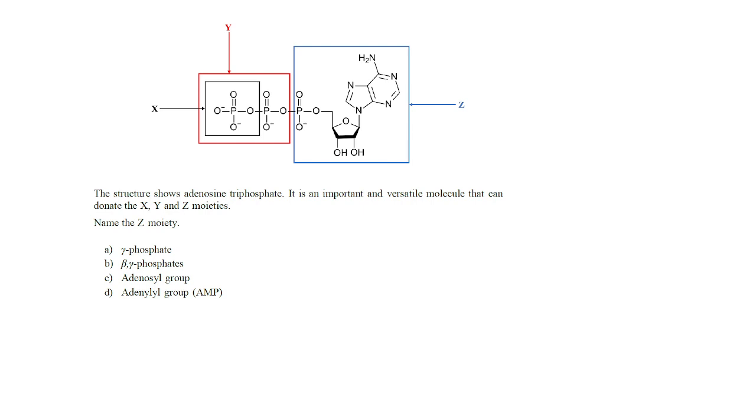The structure shown is adenosine triphosphate. It is an important versatile nucleotide molecule that can donate the XYZ moieties. What is the name of the Z moiety? Gamma phosphate, beta gamma phosphates, adenosyl group, or adenylyl group AMP. Option D, the adenylyl group AMP, is the correct answer here.